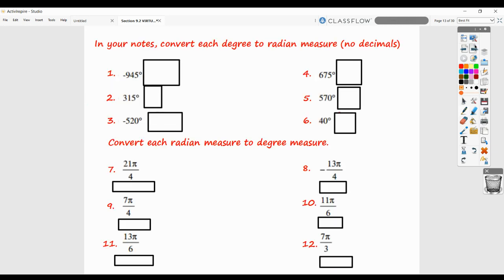So what I'd like you to do is pause here. You're going to convert each of these degrees to radians and then radians to degrees. So pause here.